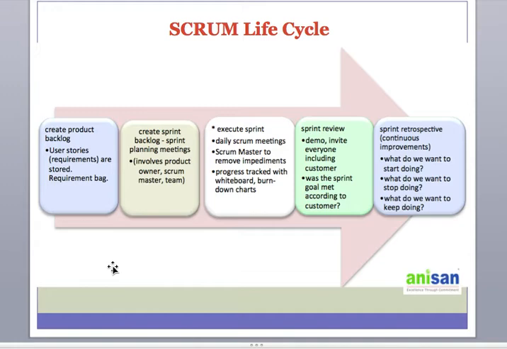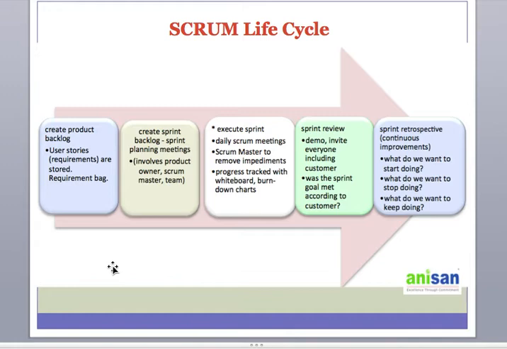Then at the end of the sprint, when all the requirements are successfully implemented, we have a sprint review meeting. We have a demo and invite everyone, including the customers. We discuss the sprint progress and the result, and we also discuss with the customers whether the sprint has met its goal. If yes, then we can go ahead.